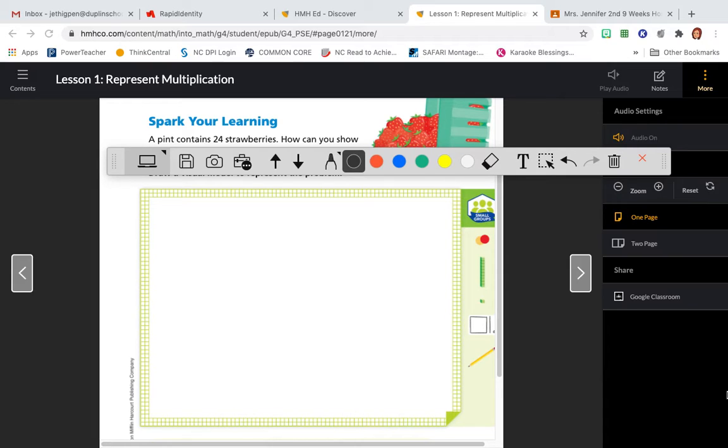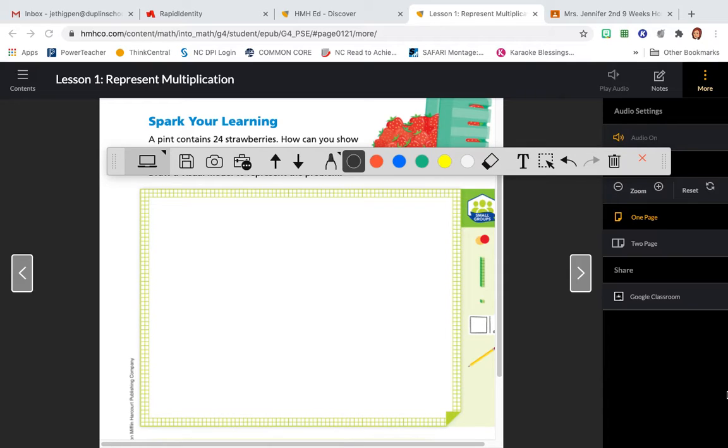All right, for Spark Your Learning, a pint contains 24 strawberries. How can you show the number of strawberries in 3 pints? Draw a visual model to represent the problem. So remember, visual model is just another fancy way of saying draw a picture. Show me what you know.